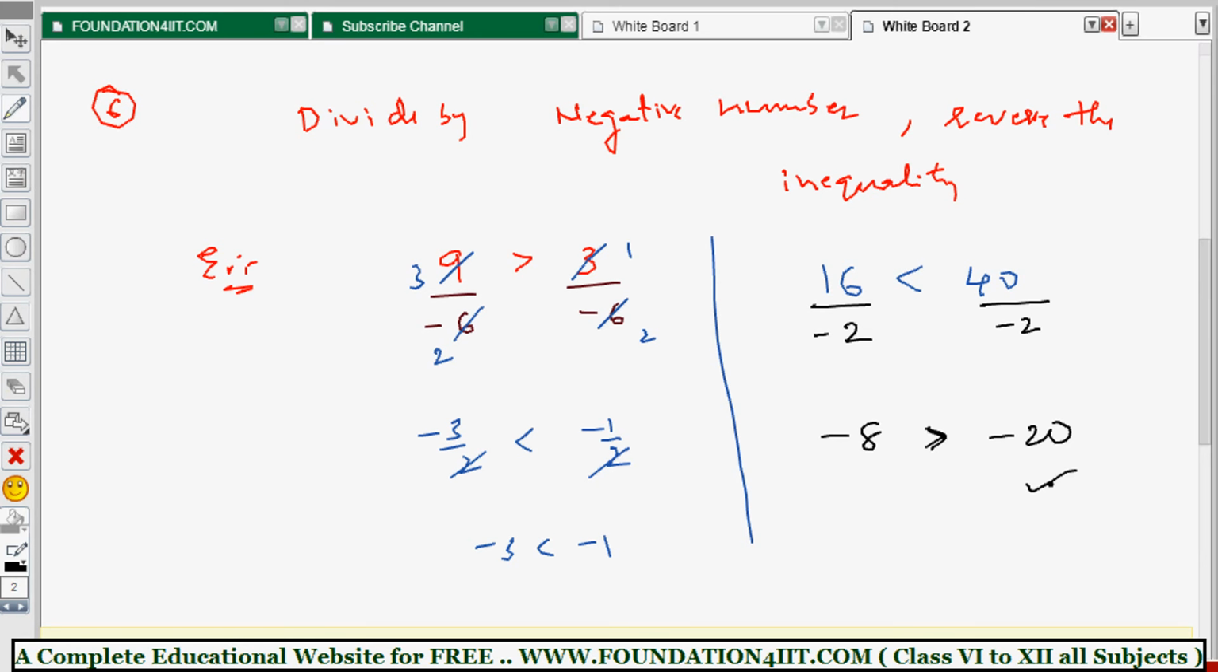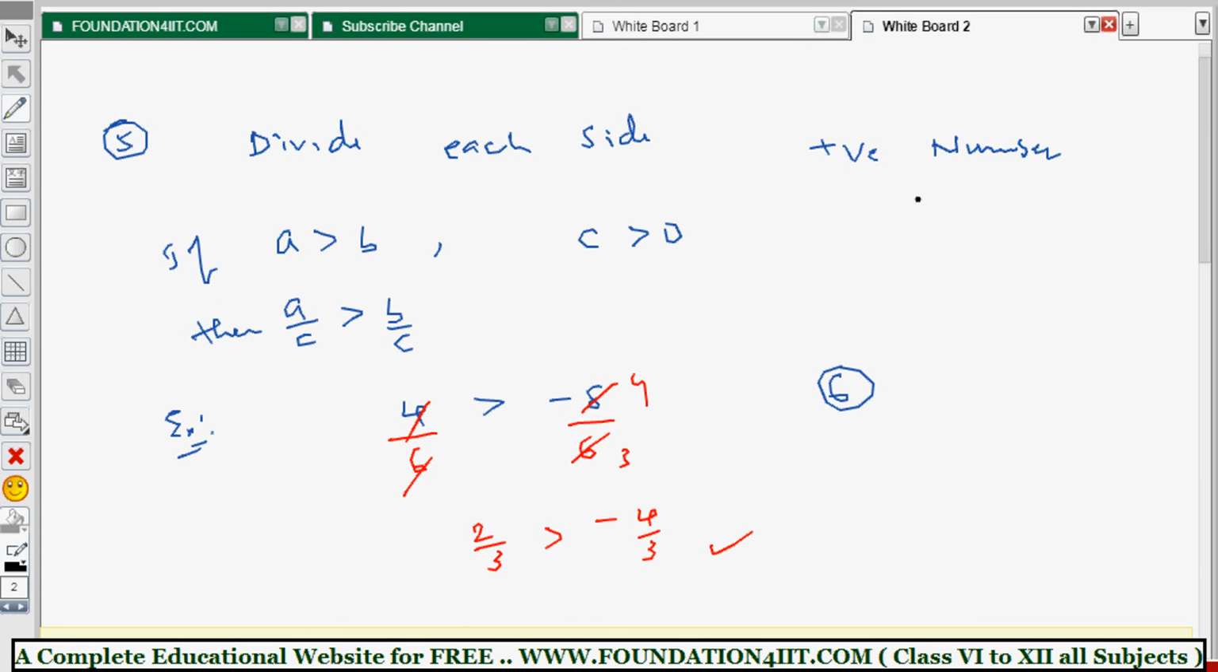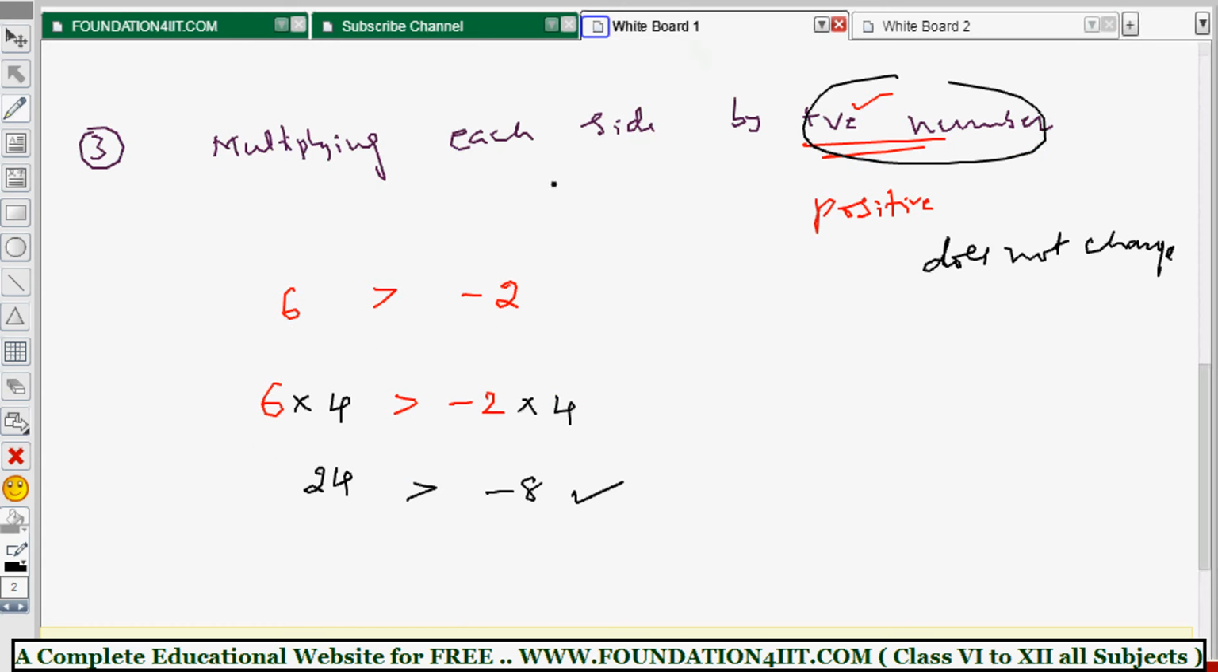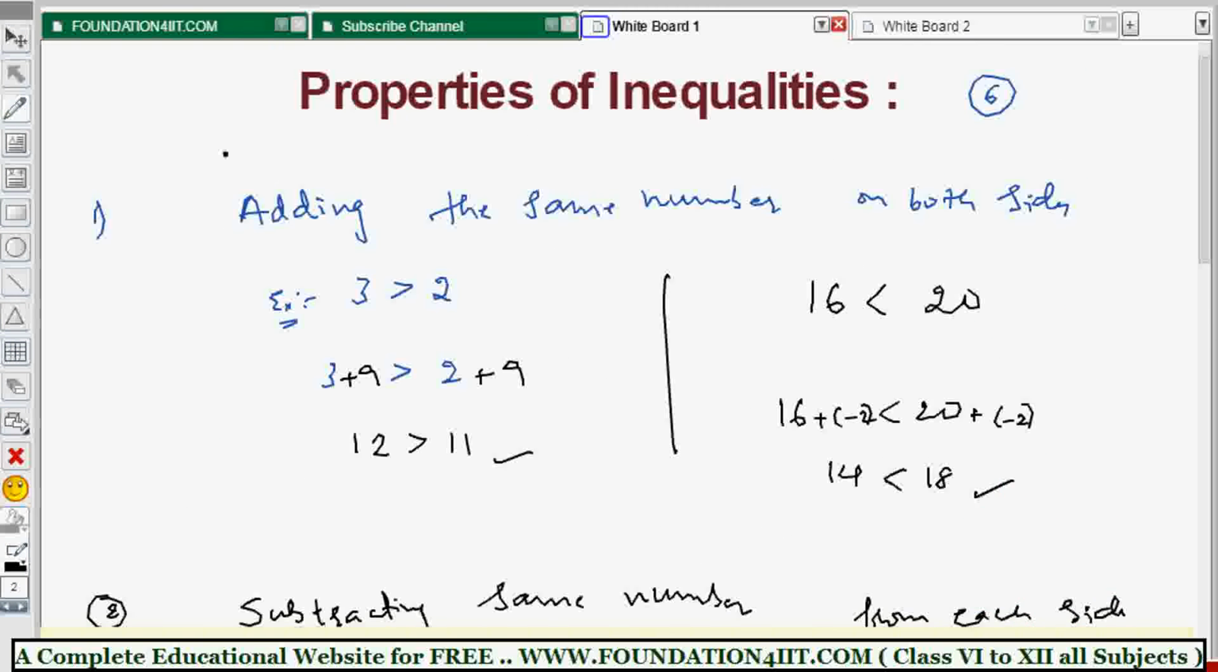So these are the 6 important rules. For adding and subtracting, there is no change. Multiplying and dividing with a positive number also has no change. Only when multiplying and dividing with a negative number do we need to reverse the inequality. These are the important properties of inequality we need to follow for solving the problems in inequations. Then I'll show you some problems.